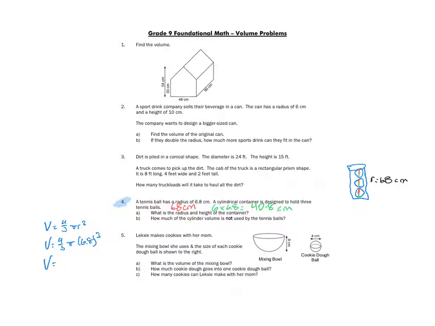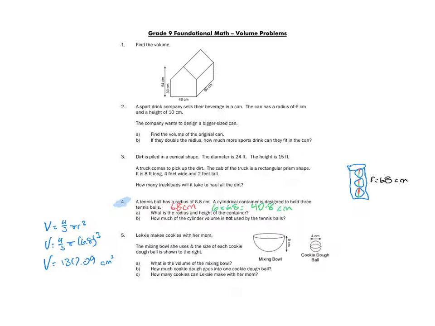I'm just working it out here, 4/3 pi, and then 6.8 cubed. So the volume of one tennis ball is 1,317.09 centimeters cubed. Now let's find the volume of the entire container.